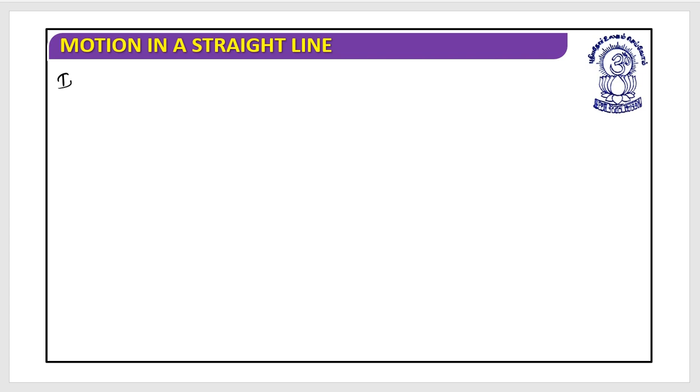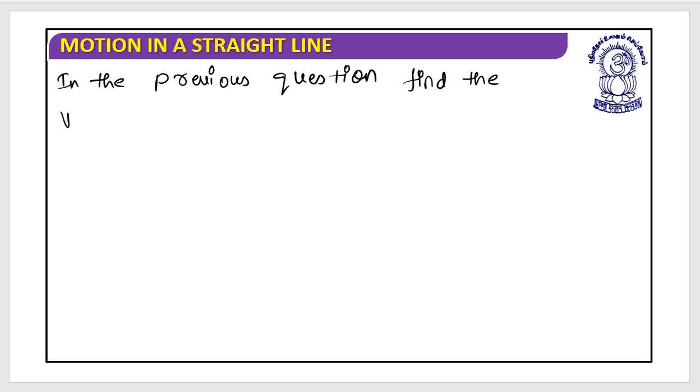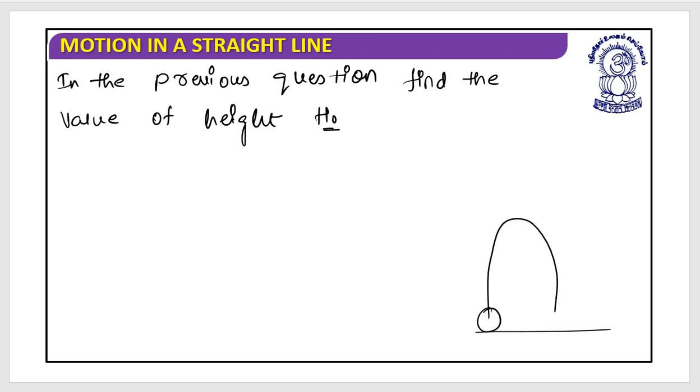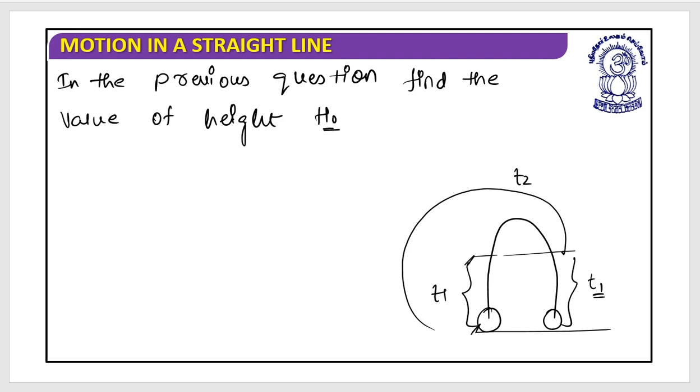Let's say, in the previous question, find the value of height h. This was the situation. This was the time t1. This was the t2. As this is t1, even this is t1.